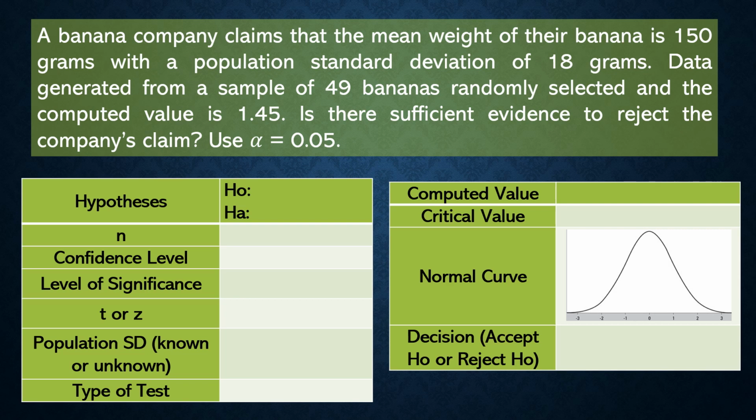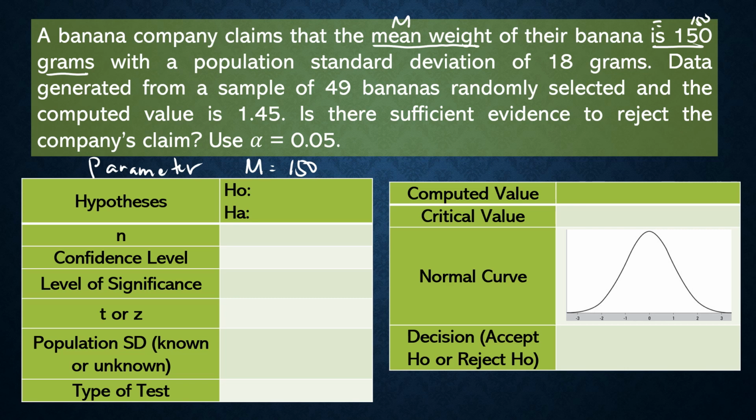Before we identify the null and alternative hypothesis, we're going to identify the parameter. The parameter is based on what is being claimed in the given problem. It is claimed that the mean weight of their banana is 150 grams. So it implies that the mean, mu, is equal to 150. That's the reason why our parameter is mu equals 150.